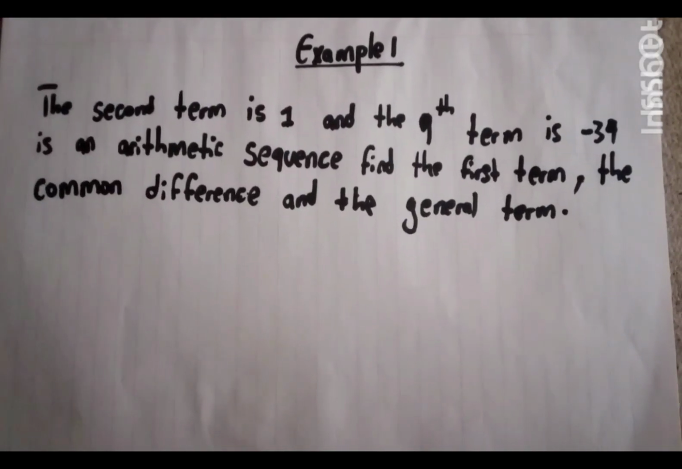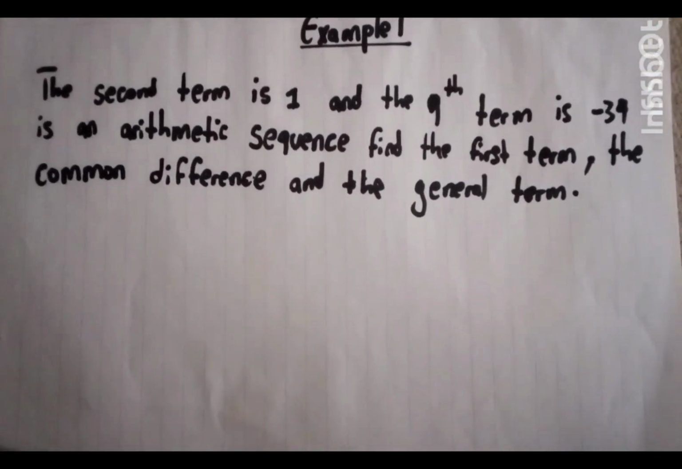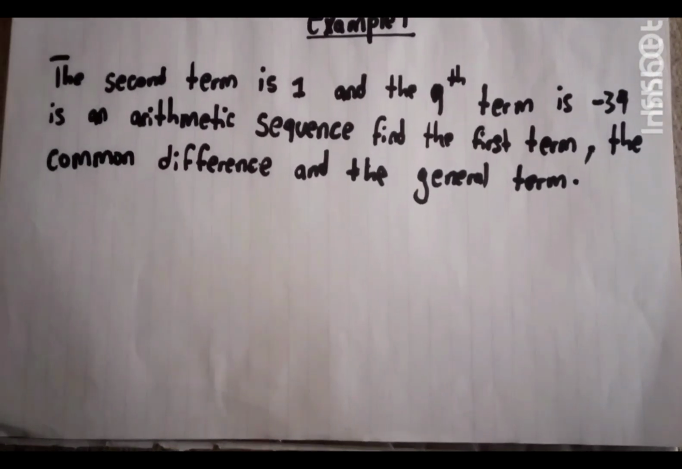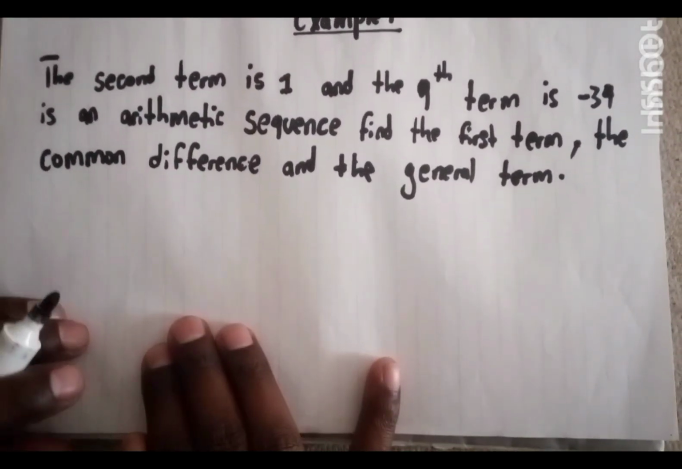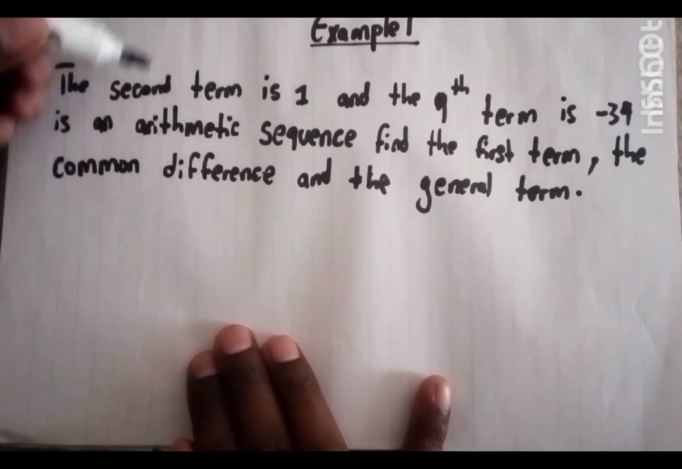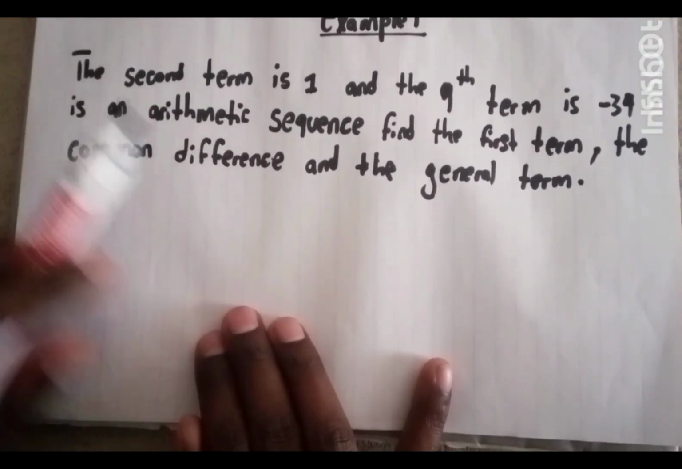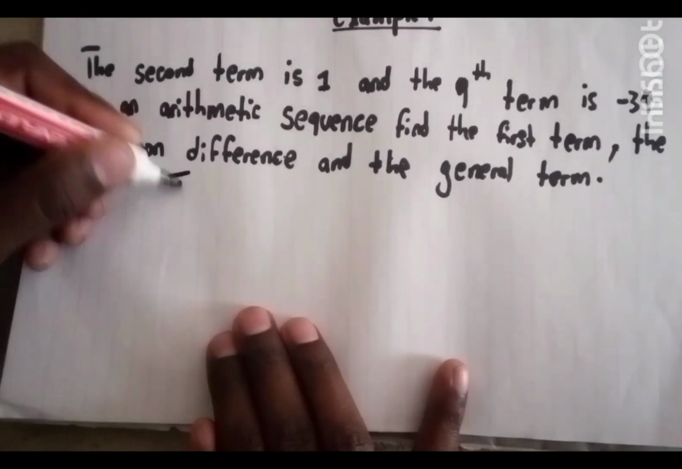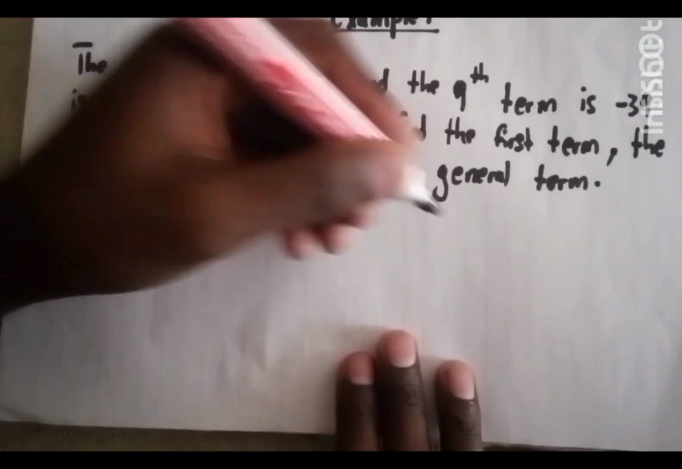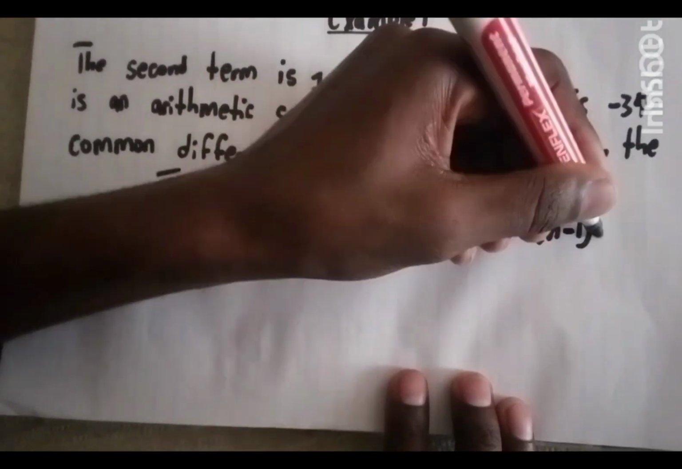Consider this example. The second term is 1 and the ninth term is negative 34 of an arithmetic sequence. Find the first term, the common difference, and the general term. In order to find the first term, common difference, and the general term for this sequence, we need to first consider the information given in this example. So the second term is equal to 1, and if you recall this formula, Tn equals a plus n minus 1 times d.